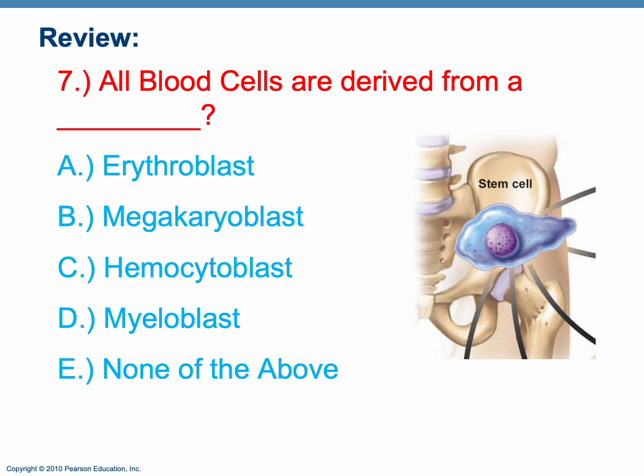Number 7 for review. All blood cells are derived from a blank. What was that term I mentioned earlier in lecture? All right. And the correct answer here would be choice letter C. So letter C is the correct answer.